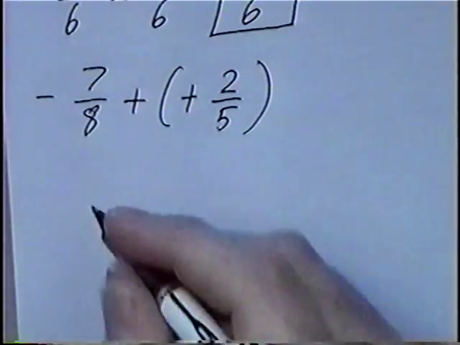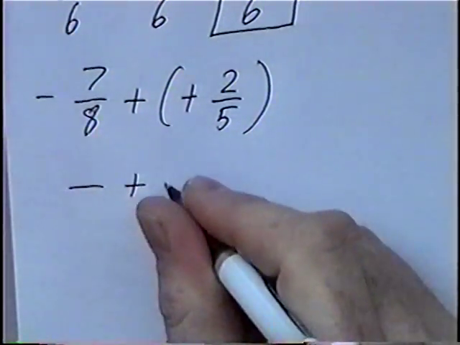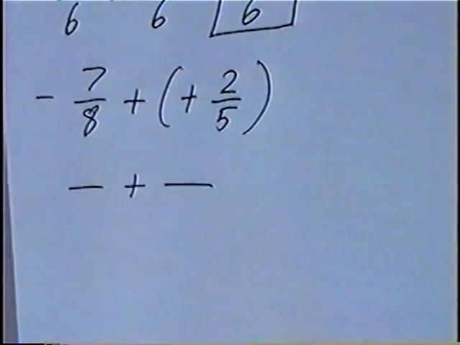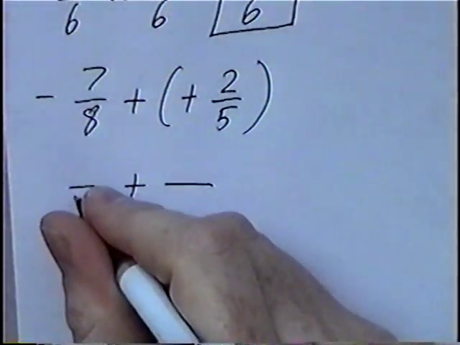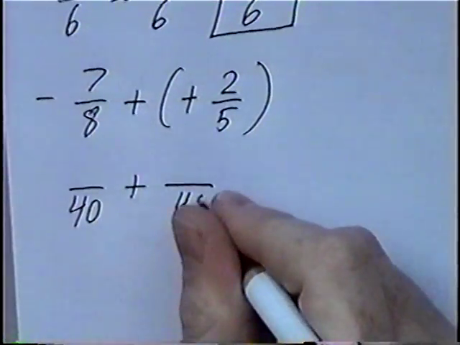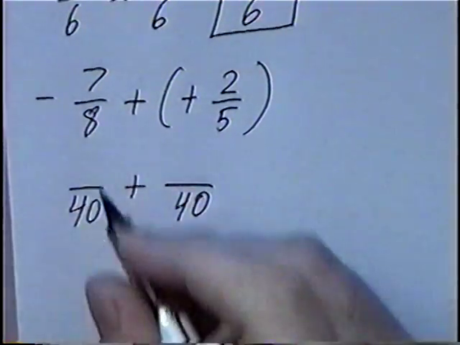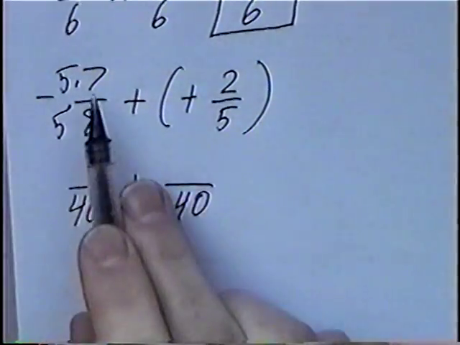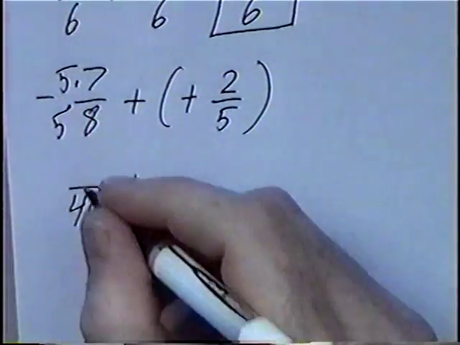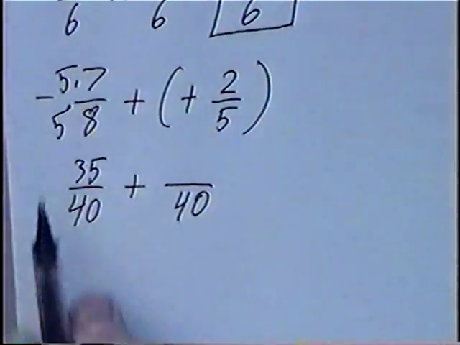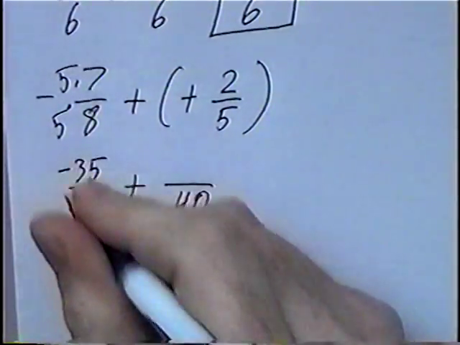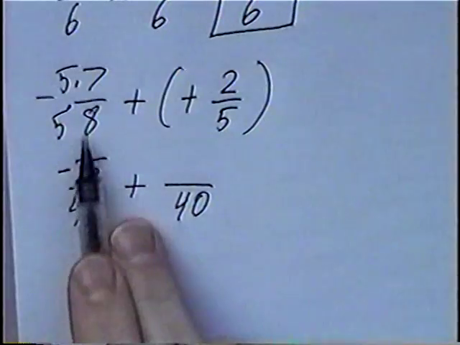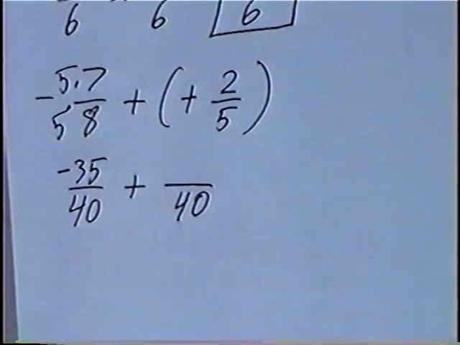Still getting common denominators between the two fractions. If we have a 8 and a 5, common denominator would be 40. So the first fraction we can multiply by 5. 5 times 7 would be 35. Since the fraction is negative, this would be a negative 35. And 5 times 8 would be 40.